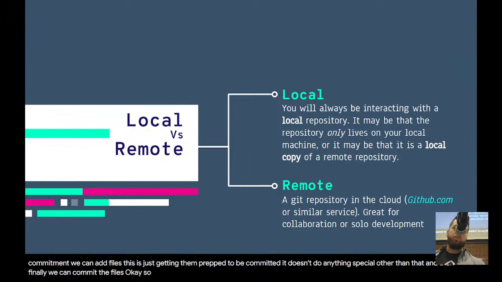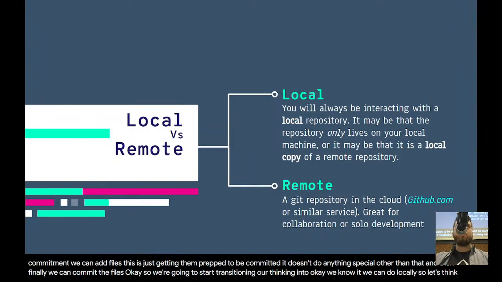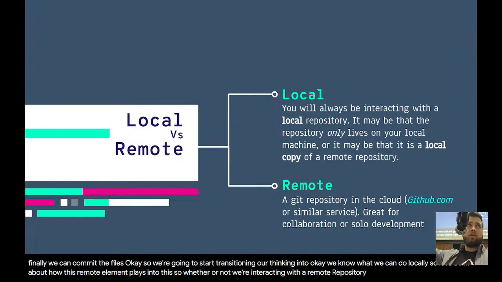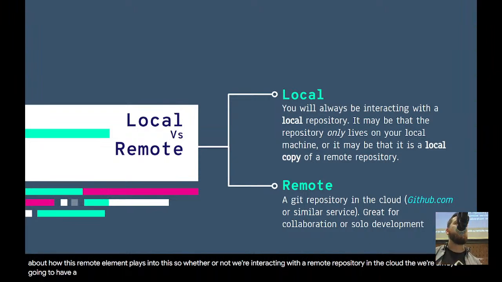Okay, so we're going to start transitioning our thinking into, okay, we know what we can do locally, so let's think about how this remote element plays into this. Whether or not we're interacting with a remote repository in the cloud, we're always going to have a local Git repository. And so why is that?